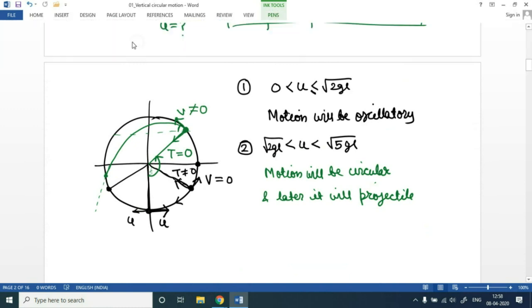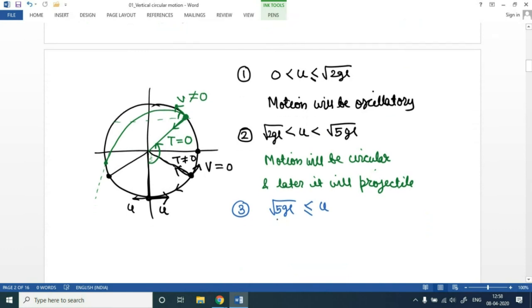Now let's look at one more case scenario. The third scenario is if u is greater than or equal to root 5gl. In this situation, we have seen that if u is equal to root 5gl, it will reach the topmost point. And at the topmost point, although there would be some velocity left, definitely some velocity left, so v is not equal to zero. When it moves beyond this point with that velocity, tension will immediately come and it will complete the circle. So root 5gl is the velocity with which it should be projected to complete the circle. So the particle will complete the circle.